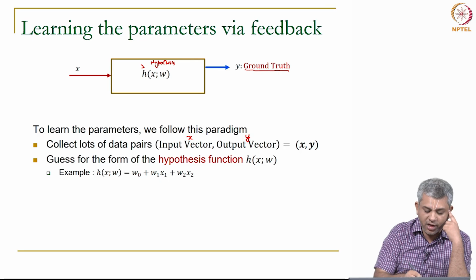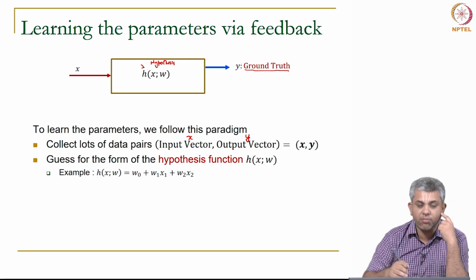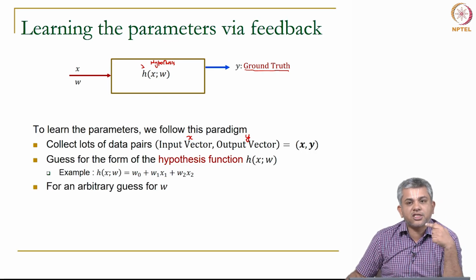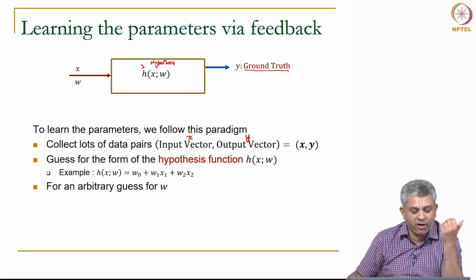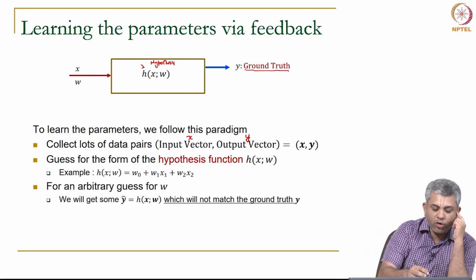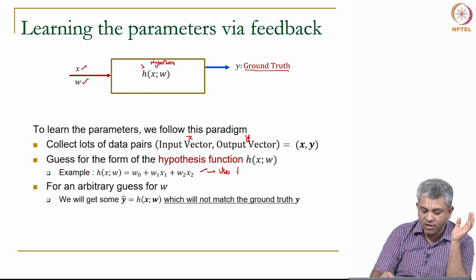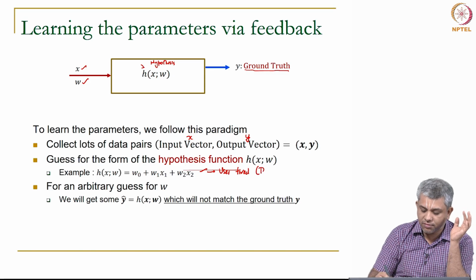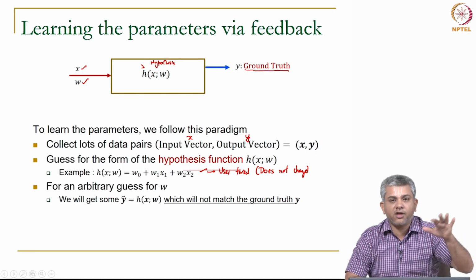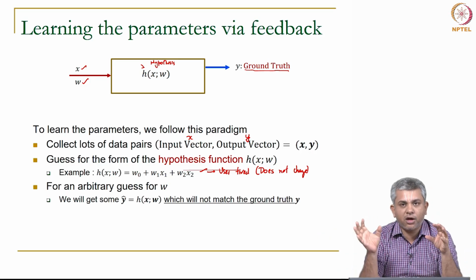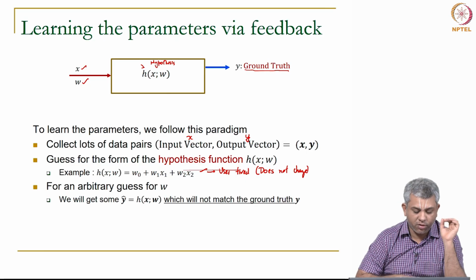For example, we say that h of x, w is w0 plus w1 x1 plus w2 x2. This is a guessed model. Now, we do an iterative method, just like we did with gradient descent. So, what do we do? We initially guess some arbitrary value of w. Now, once I know x and w and I also know the form of the function, which is, remember, already user fixed and will not change during our learning. In the middle of the learning, we do not suddenly say, okay, from linear let me switch to quadratic. The optimal learning will happen for a particular form of the function.